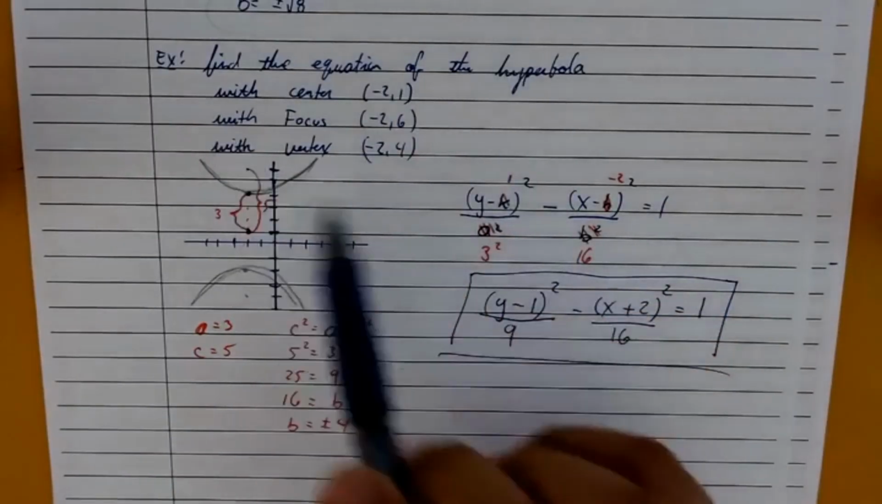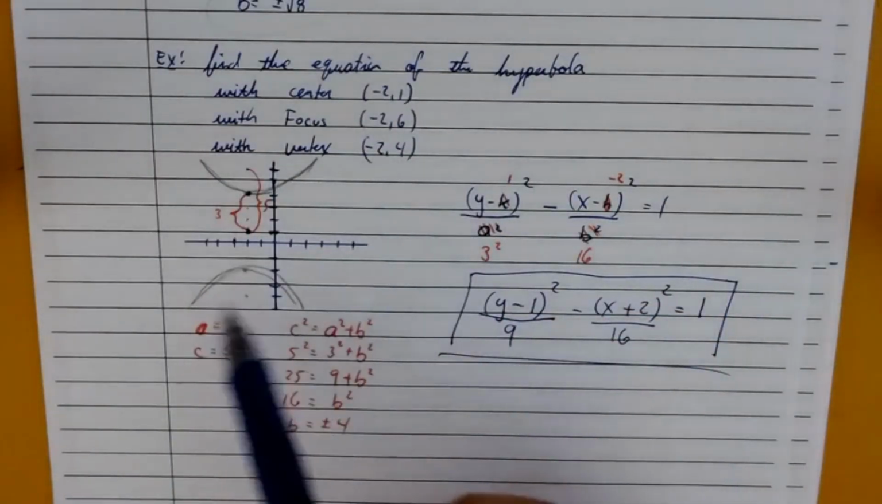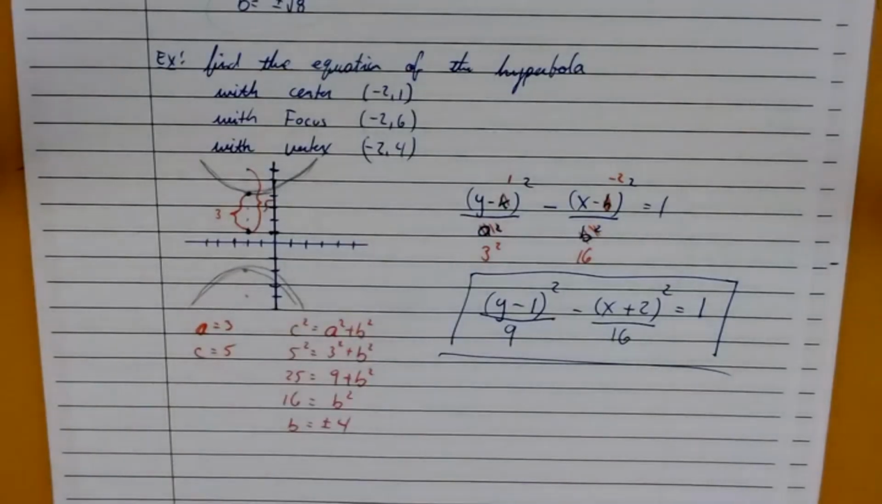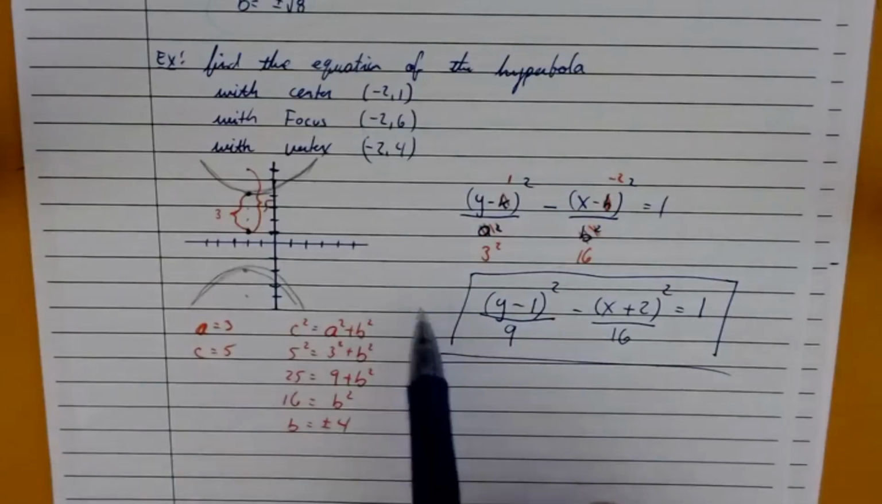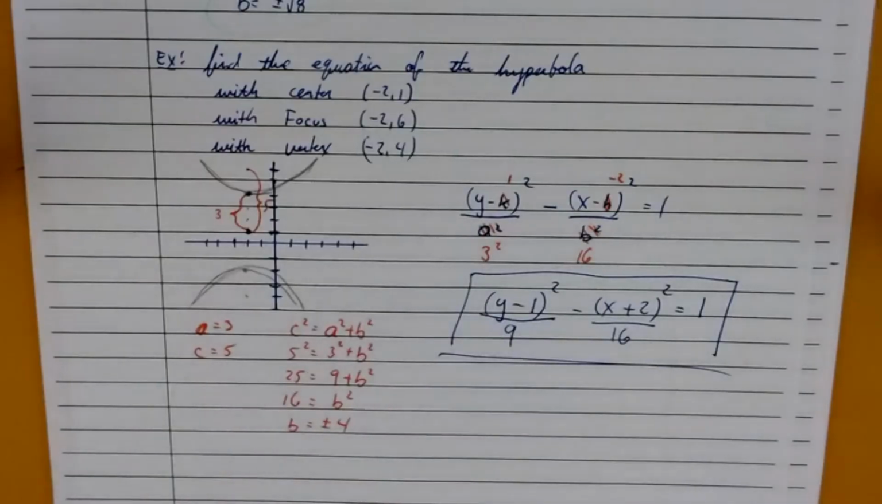Sometimes those features are given to you as a list, other times they're given to you as a graph. Either way, as long as you have a few features, you can put them together to find the equation of that hyperbola.